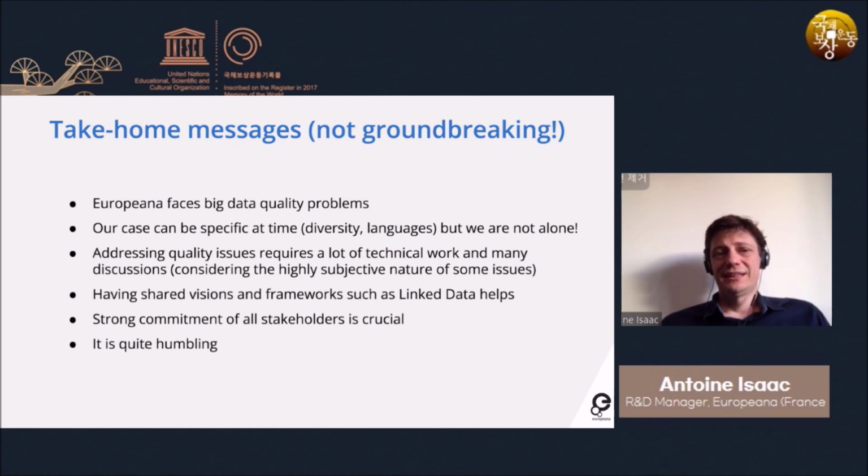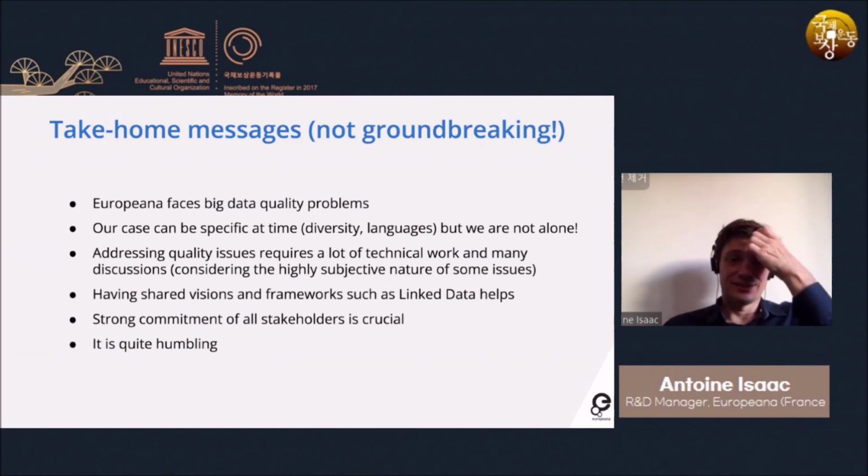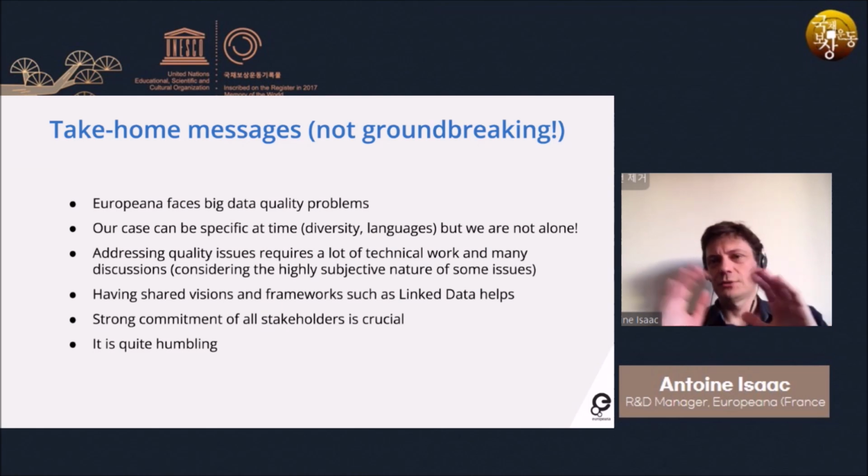Because this is my last slide, I would like to give you some take-home messages. Yes, we do face big quality problems. It may look daunting, and it may look like, okay, this is Europeana, a specific project, but actually a lot of people in the field have those problems. People may say, oh yeah, language, that's only for Europeana. No, actually, even a project within one country can get different languages in their collections, and they have to do a good job with it.